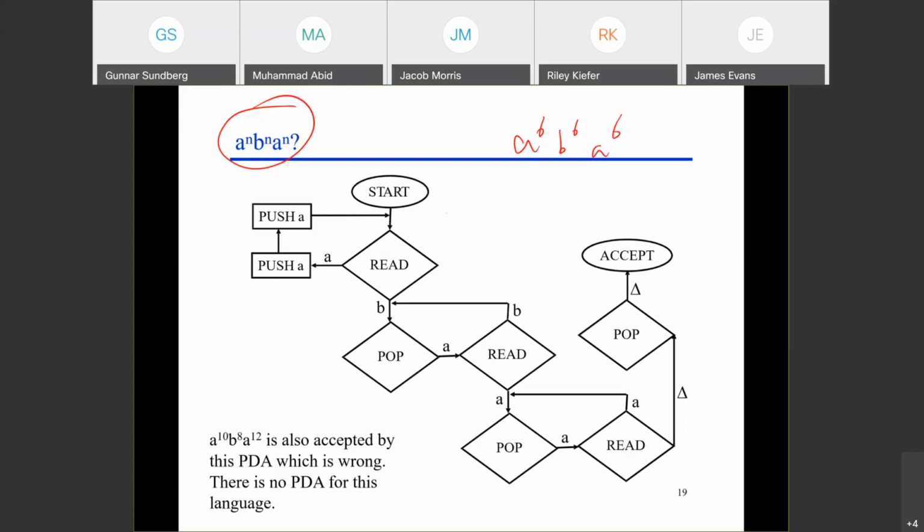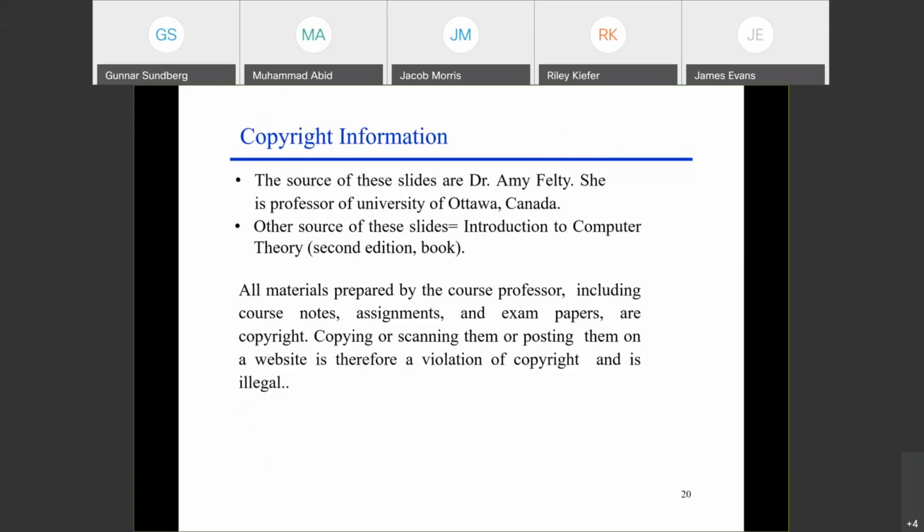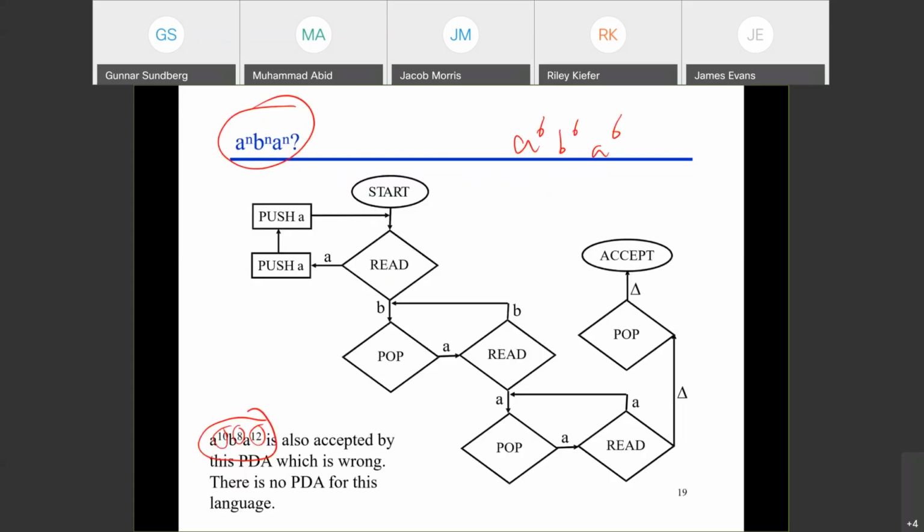If you dry run that, this machine will accept this word a^10 b^8 a^12, which is a violation of this language, because it is 10, 8, 12. It should not accept this one. It should accept only A's, B's, and A's with the same number. So it is hard to draw the PDA for non-regular languages also. And that's it. These two chapters are small, actually, not big. So I think that we finished here.